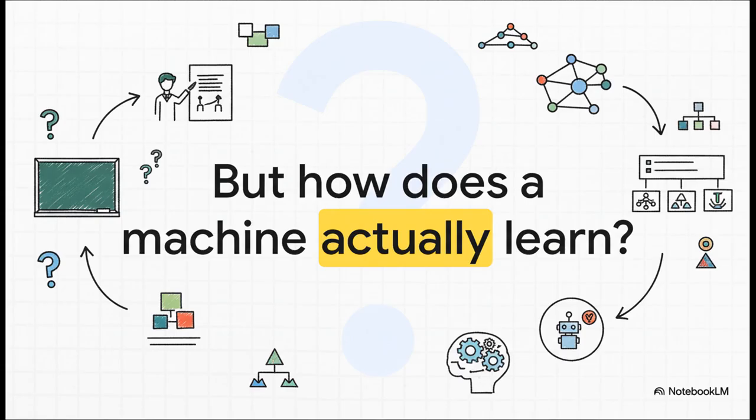How does a hunk of code go from being a blank slate to making these incredibly smart predictions? Well, it's definitely not magic. It's actually a set of really distinct, fascinating processes. And today, we're going to break down the 3 main ways that machines learn.